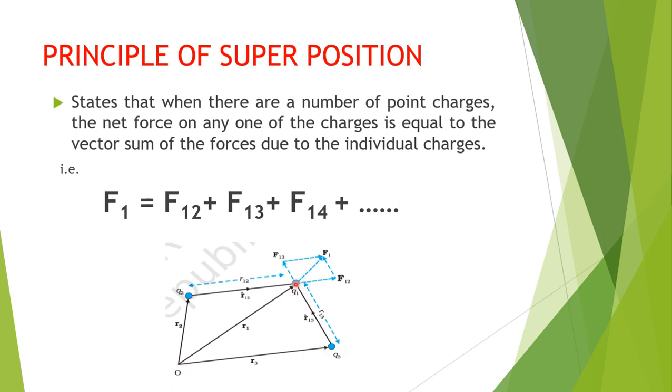Then you see here, we want to find out the net force acting on Q1. What are the forces acting on Q1? Due to Q2 as well as due to Q3. So one at a time we will consider. Force acting on Q1 due to Q2, how do you represent it? F12. And similarly, force acting on Q1 due to Q3, how do you represent? F13. So the net force acting will be F1 is equal to F12 plus F13.